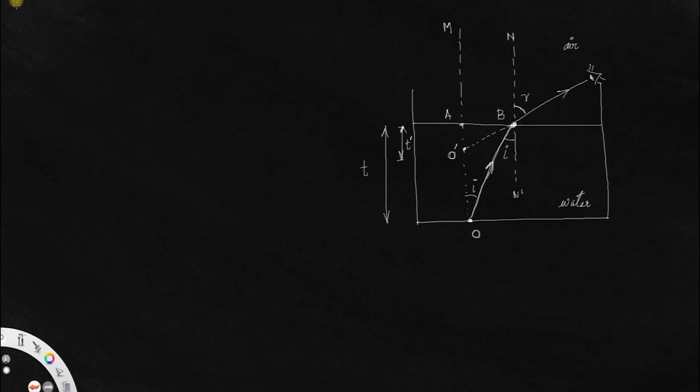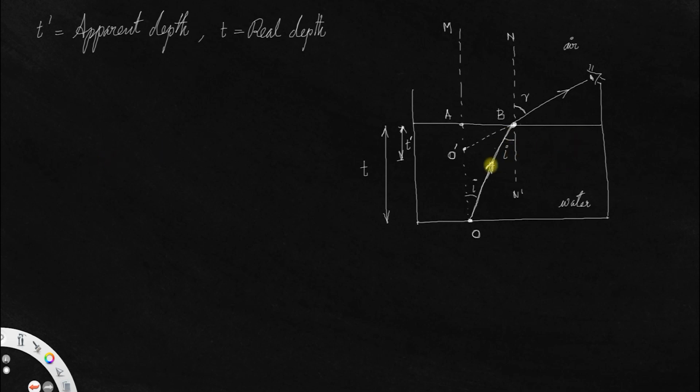Okay, so T dash represents the apparent depth, and T represents the real depth. Clear? We need to find the relationship between T dash and T.